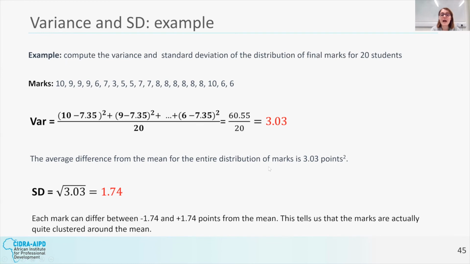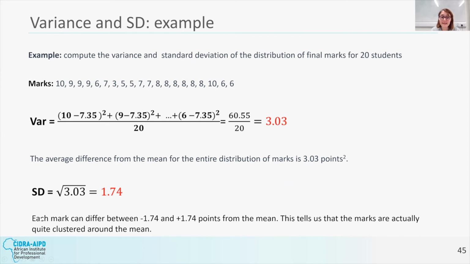Let's see an example. We want to compute the variance of the math scores in our 20 students group. So we subtract from each of the scores the value of the mean, we square it, we sum, and we divide by the number of observations. We have that the variance is 3.03 points squared. Very difficult to interpret. So we compute the square root, the standard deviation, which is 1.74.